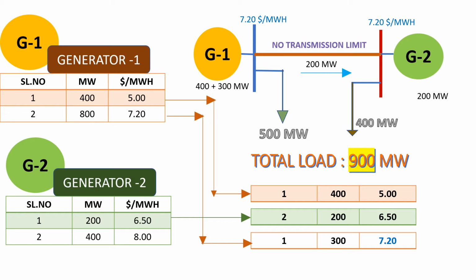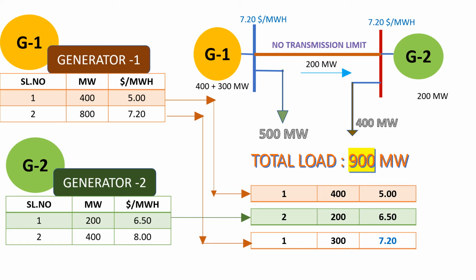So the next block which we can select, out of these 4, is the next highest, which is 7.20 from generator 1. So this generator 1 block 2 is selected. Now since it can generate 800 megawatts, but we require only 300, from the 800 available generation we are drawing only 300. So generator 1 is supplying a total of 700 megawatts and generator 2 is supplying 200 megawatts, which is equal to a total of 900 megawatts. Now the transmission line is carrying 200 megawatts of power.